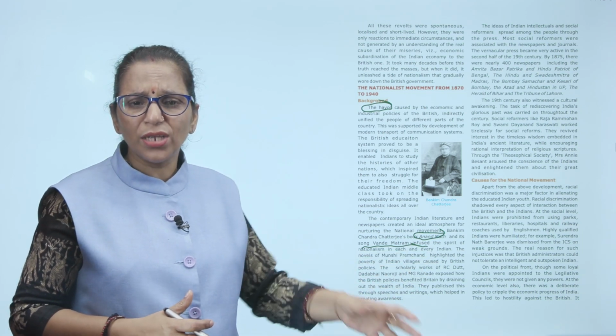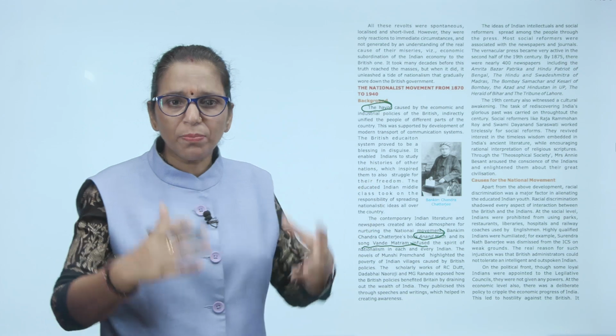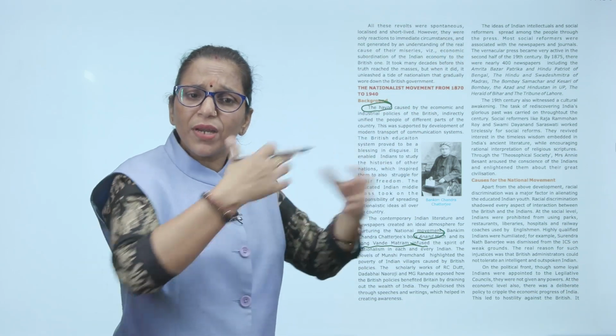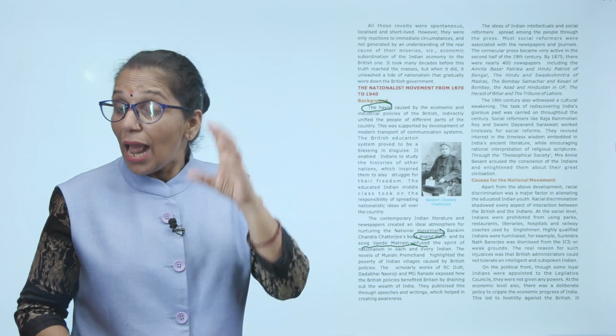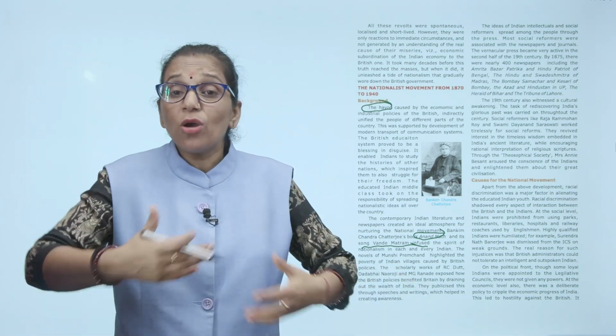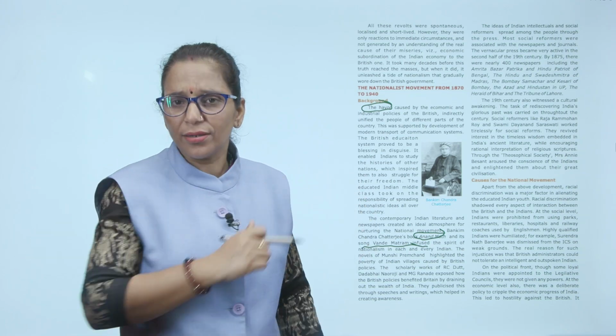The scholarly works of R.C. Dutt, Dadabhai Naoroji, and M.G. Ranade exposed how British policies benefited only and only Britain, by draining out our wealth and sending it to Britain. Means they were feeding their mother country, utilizing our wealth. They published this through speeches and writing and helped create awareness among Indian society. So literacy and education helped a lot to unite the people and spread the feeling of nationalism among Indians.